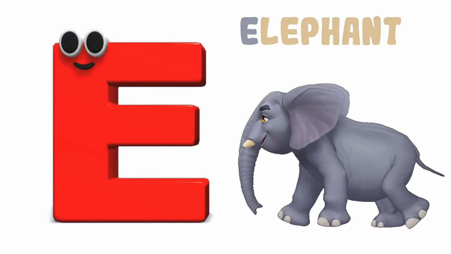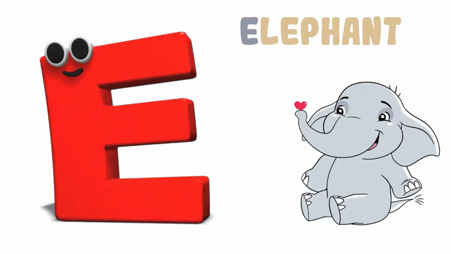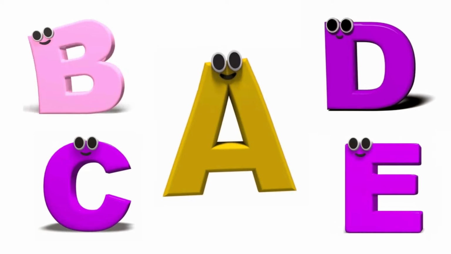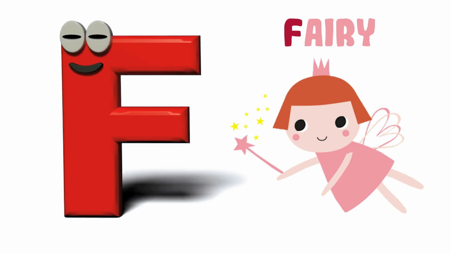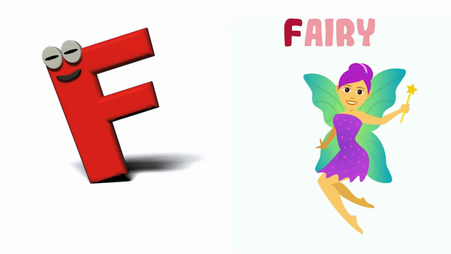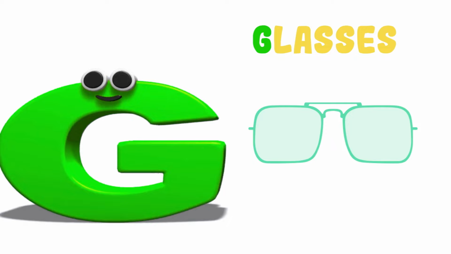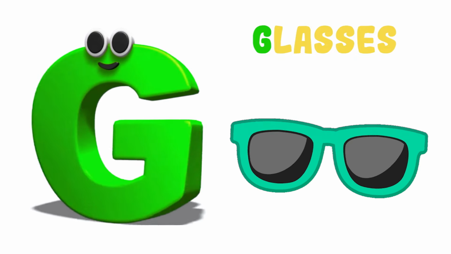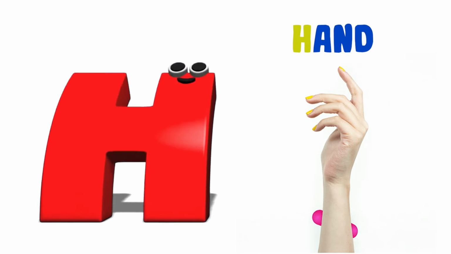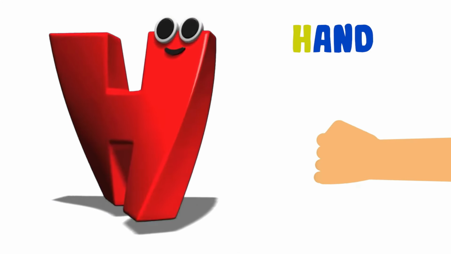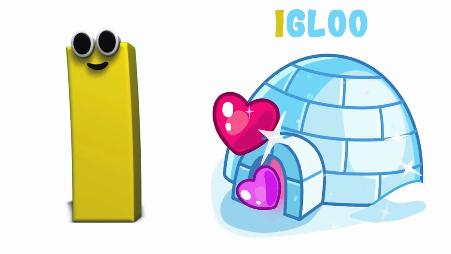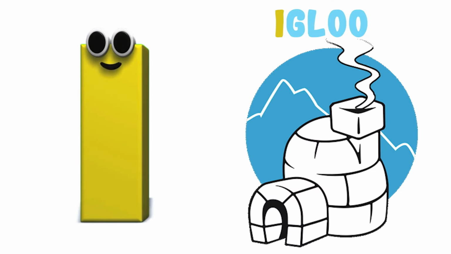E is for elephant, elephant, E, elephant. F is for fairy, fairy, F, fairy. G is for glasses, glasses, G, glasses. H is for hand, hand. I is for igloo, I, igloo, I, igloo.